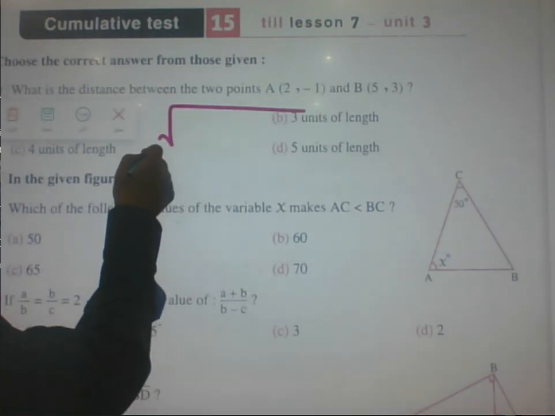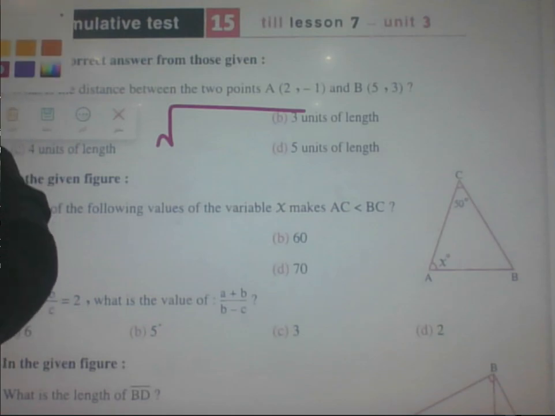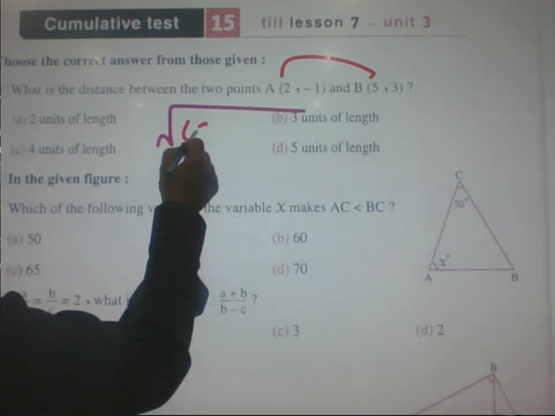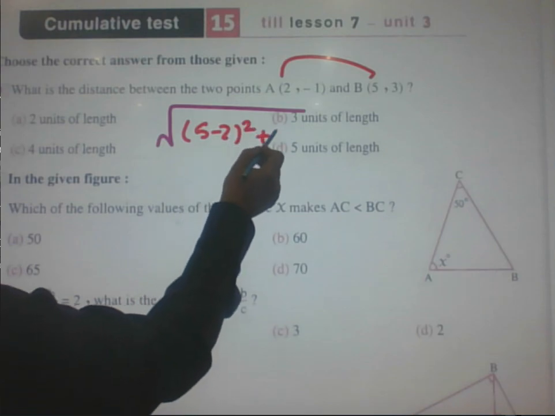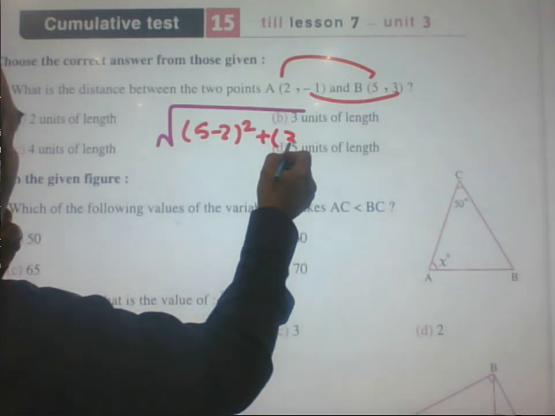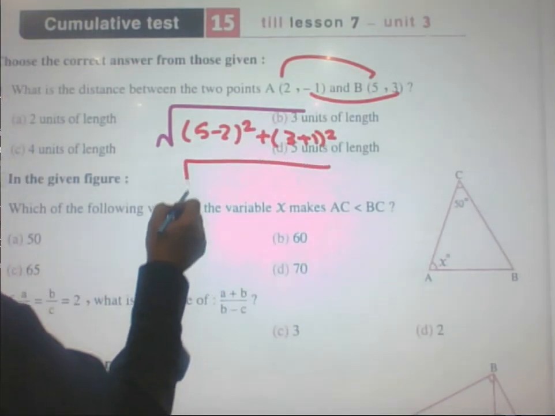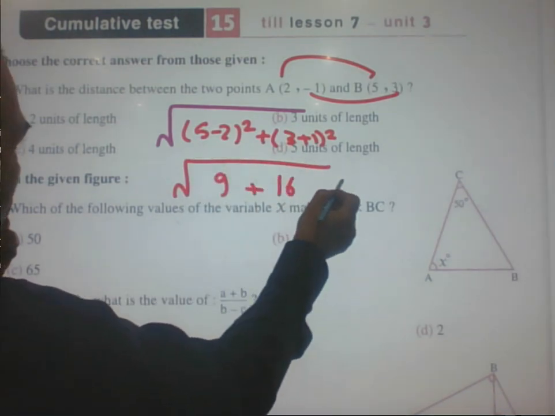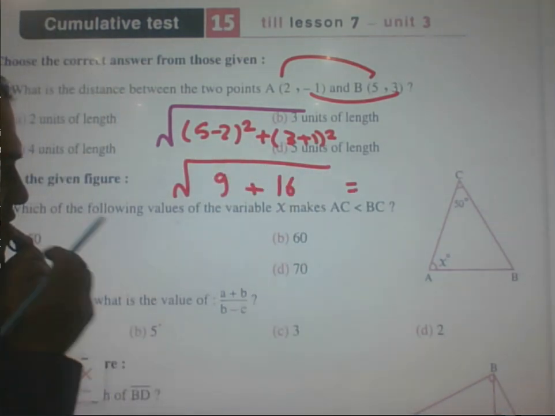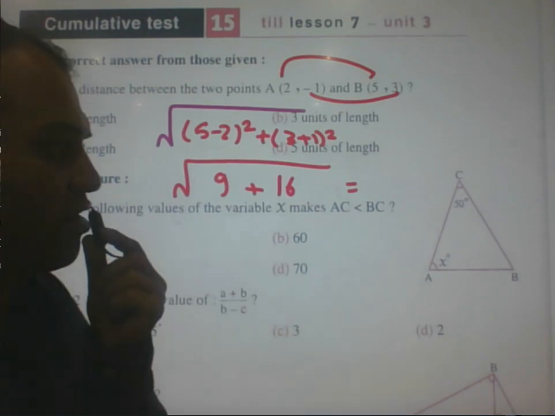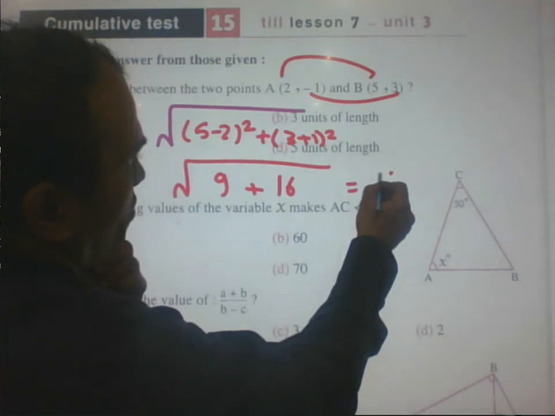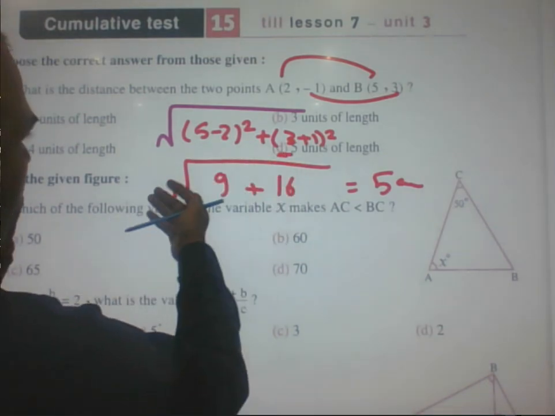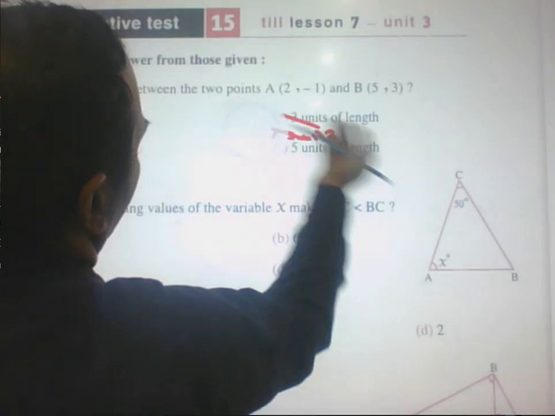Square root here. And first, x2 minus x1 power 2. We have 5 minus 2 power 2, and 3 minus minus 1, it will be 3 plus 1, all power 2. Then the result will be 5 minus 2, 3. 3 power 2 is 9. 3 plus 1, 4. 4 power 2 equals 16. Square root of 16 plus 9, 25. Square root of 25 equals 5. Then the result will be 5 centimeter. It shows letter D. Okay, next question down.